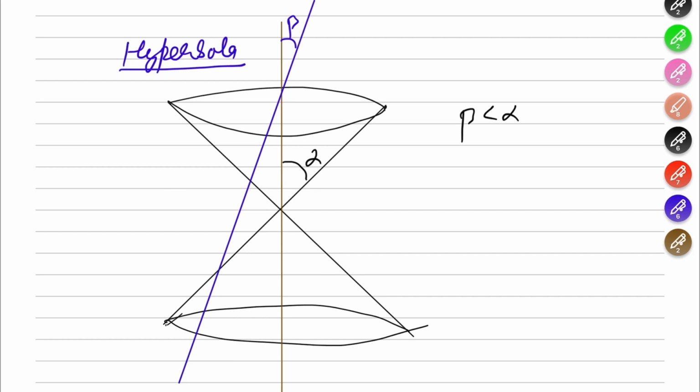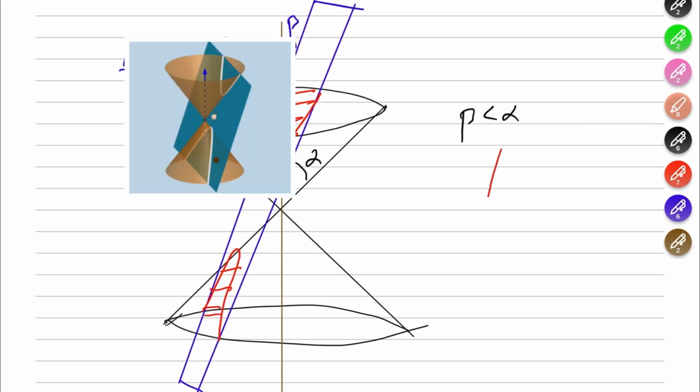And if you see the section, let's draw the plane. So this is a plane, something like this. I have drawn the plane like this. So the section will be like this. Okay, something like this. These are the two branches, one branch and the other branch. So they are the hyperbola.